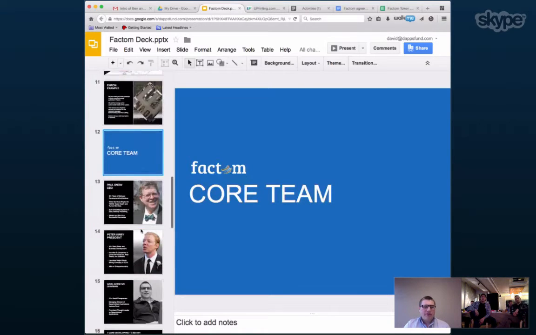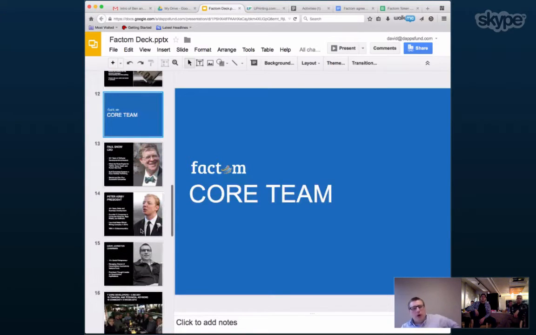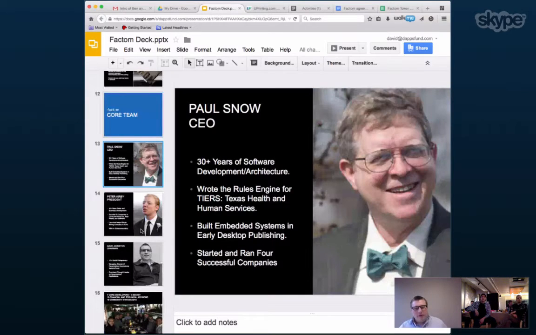Talk real briefly about the team. A lot of you might know Paul Snow. He's been programming for 30-plus years, doing rules engines and compilers and back-end systems, and has had a vision for a long time about building a decentralized system where you can build these processes. But before the blockchain, that was really impossible. So now that the blockchain exists, he's been pursuing Factom for about a year, building out the technology.